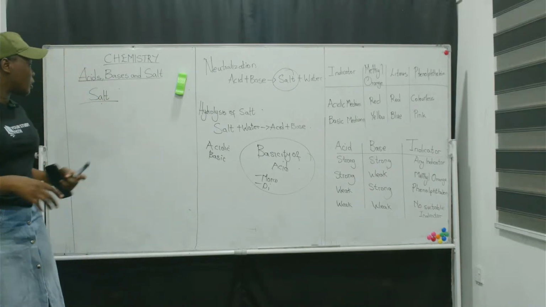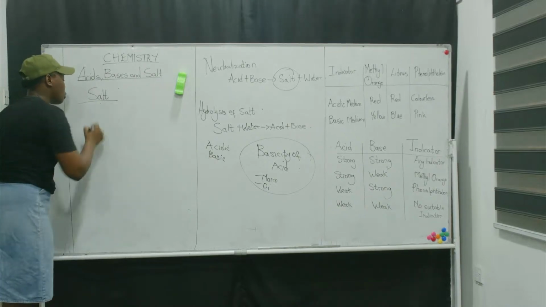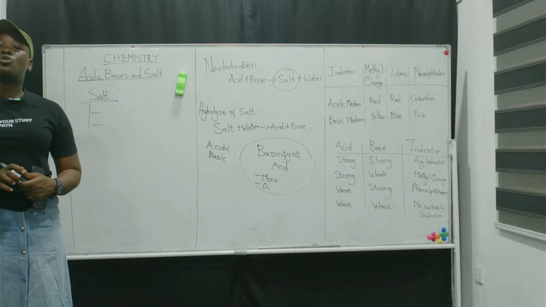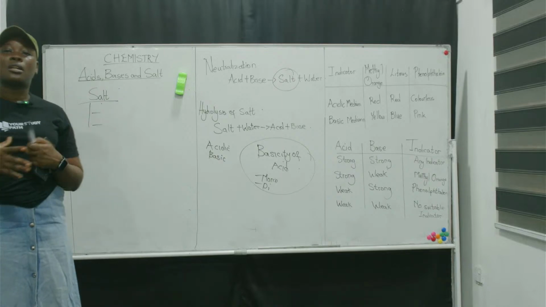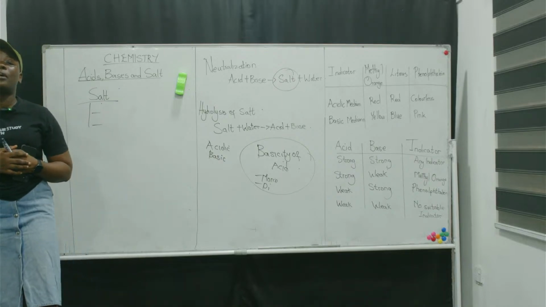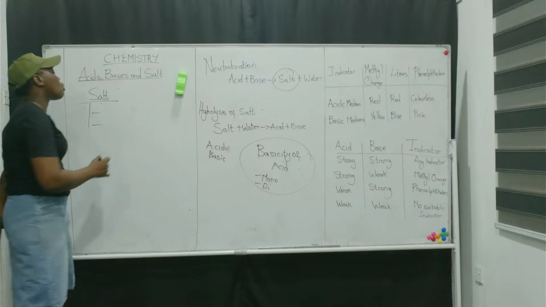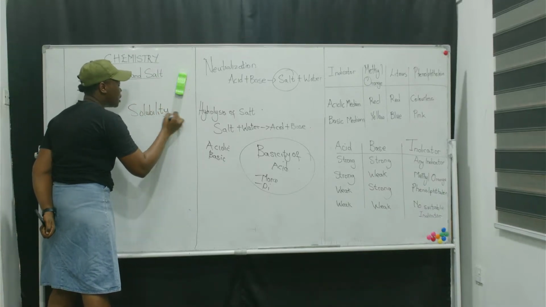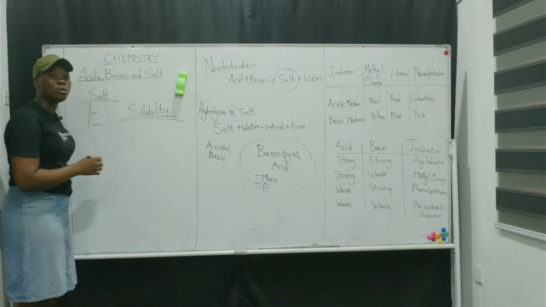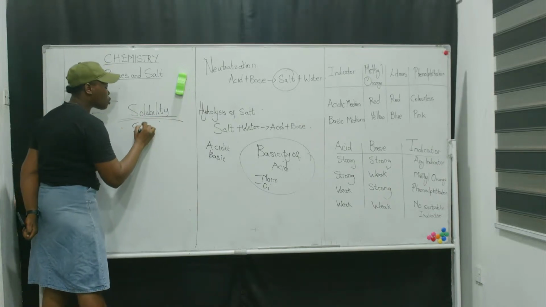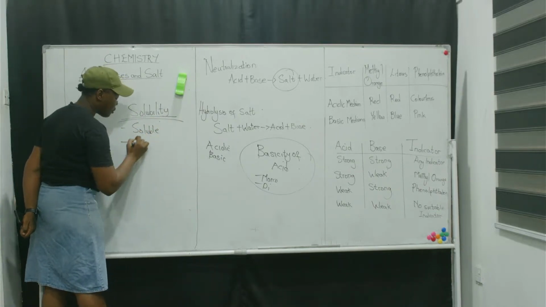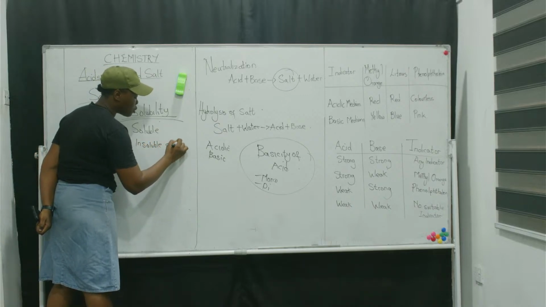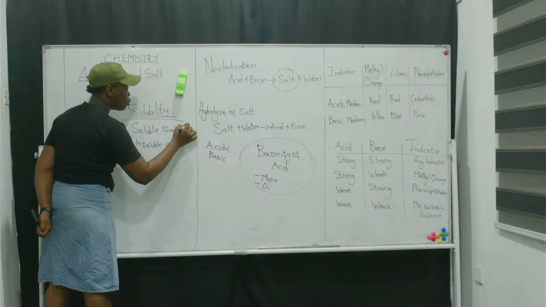At this point, I didn't talk about this in last class, so I will start from that before I move on to pH. When you are asked to classify salt, salt can be classified based on their solubility. So we have soluble salt and insoluble salt.